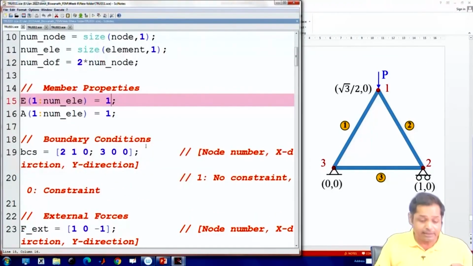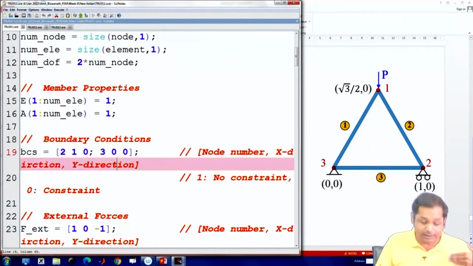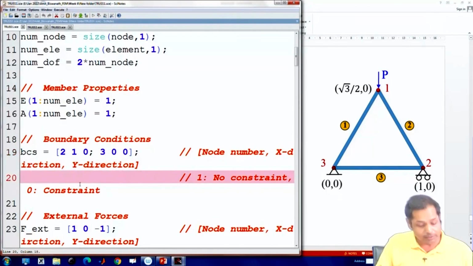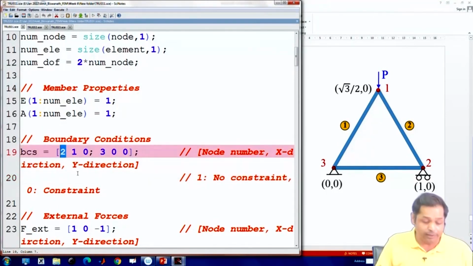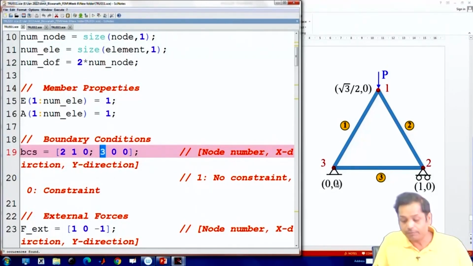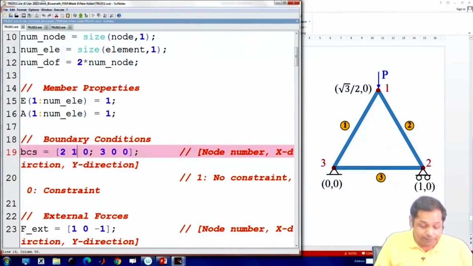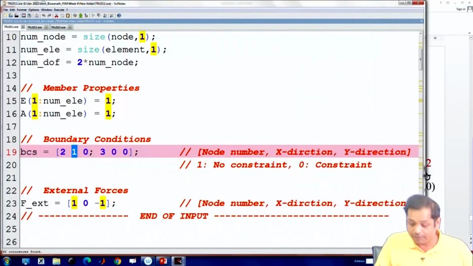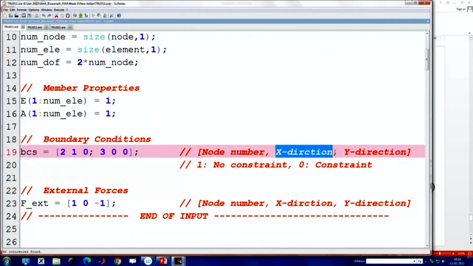Now, next is the boundary condition. What is the boundary condition? BCS is the array which gives you the information about the boundary. It tells you that we have boundary conditions at node number 2 and node number 3. In every row, the first entry is the node number at which we have the boundary. The next entry gives you the boundary in x direction, and the second entry gives you the boundary in y direction.